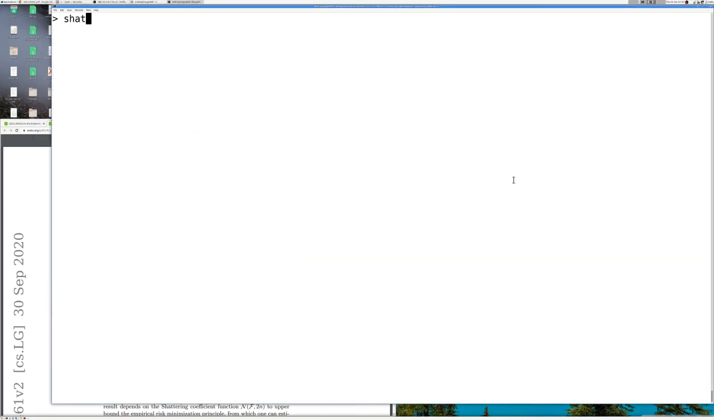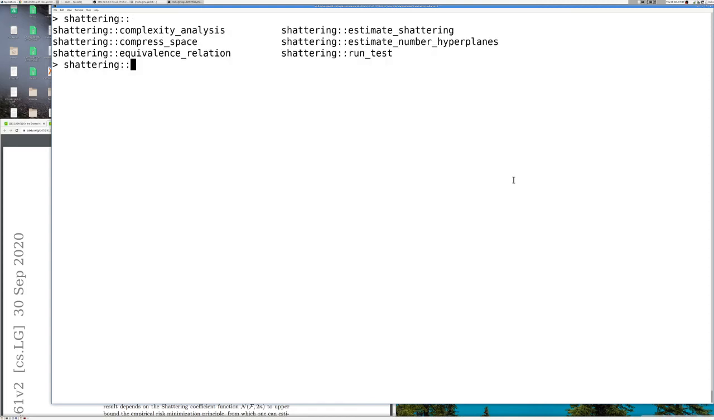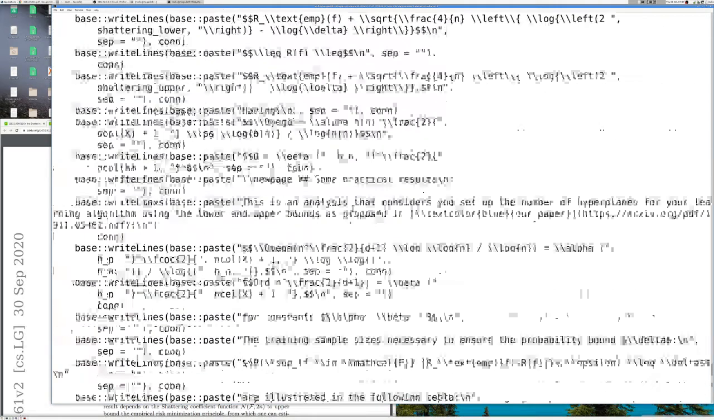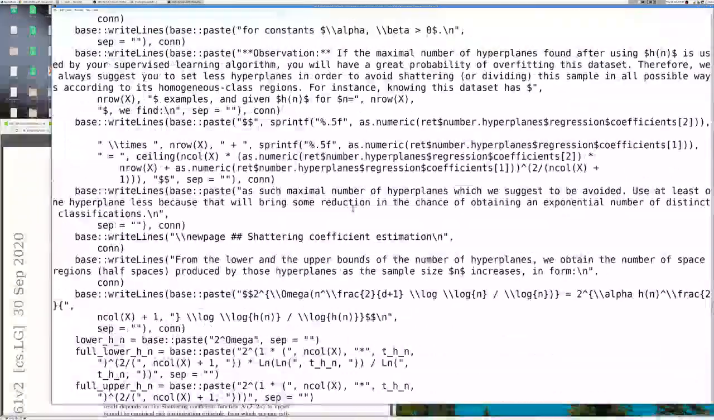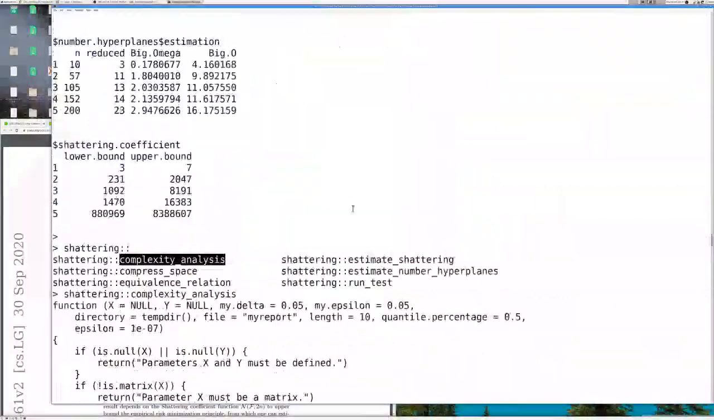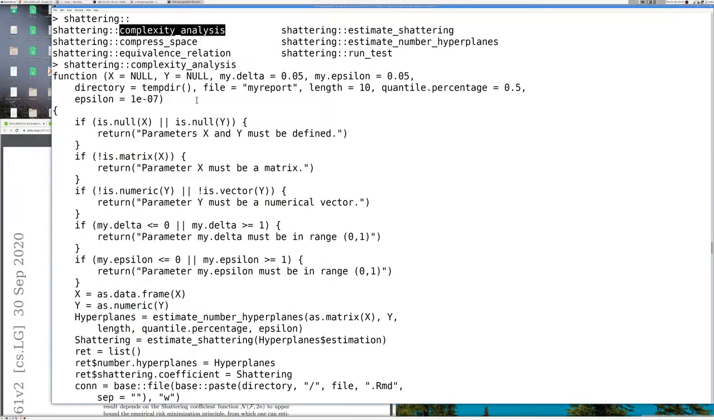If you guys are interested, now we have this complexity analysis, and that is much more interesting. This is not as easy as the other code, guys. I just ask you to run and analyze the results. This complexity analysis asks you to provide a given input space as a matrix.